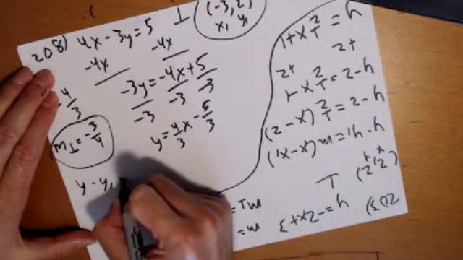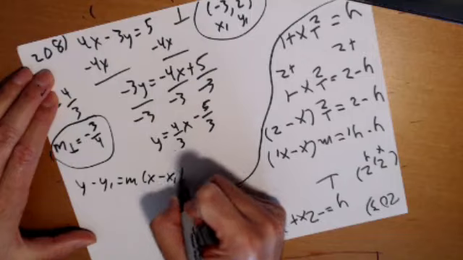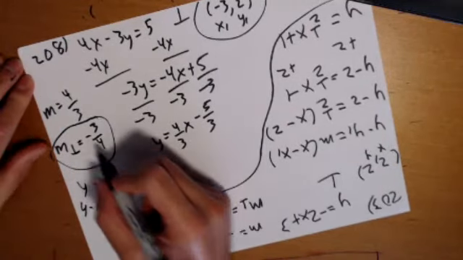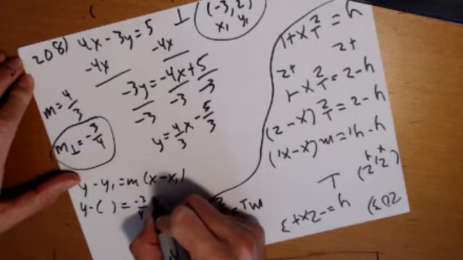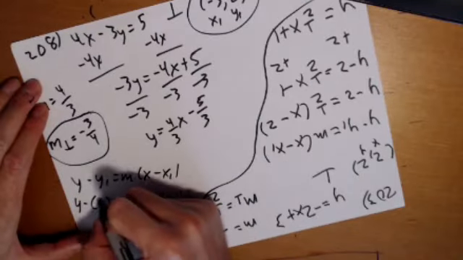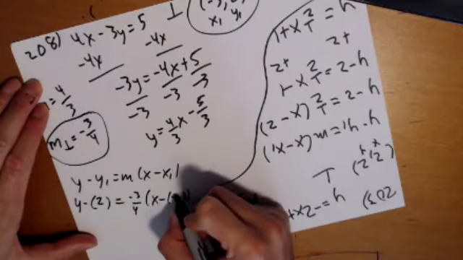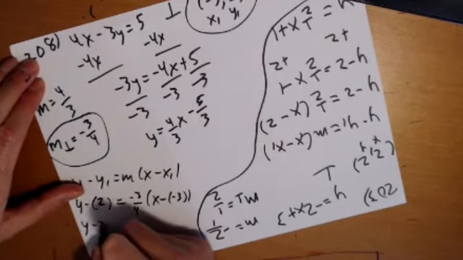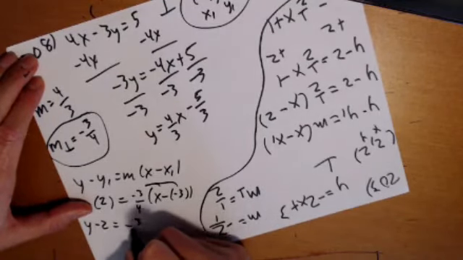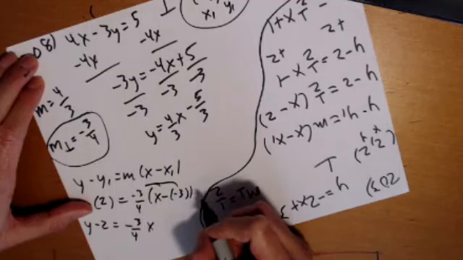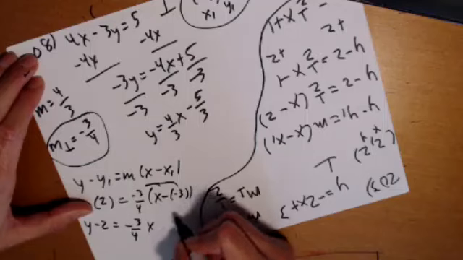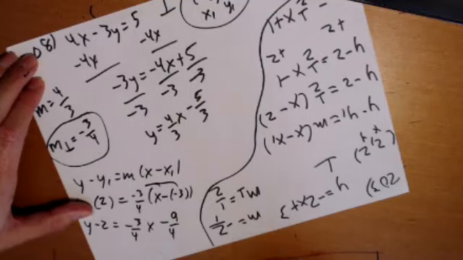y minus y1 equals m times x minus x1. y minus, m was negative 3/4, times x minus. Okay, the y was a 2. The x was a negative 3. y minus 2 equals, distribute, negative 3/4 x. That becomes a plus 3 times negative 3/4, negative 9/4. Oh my gosh.